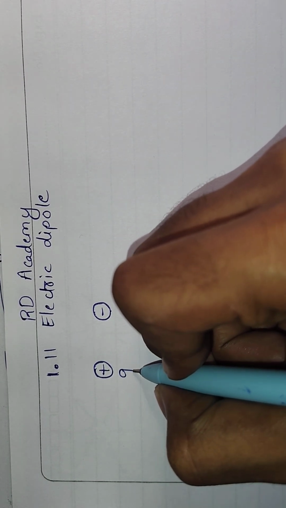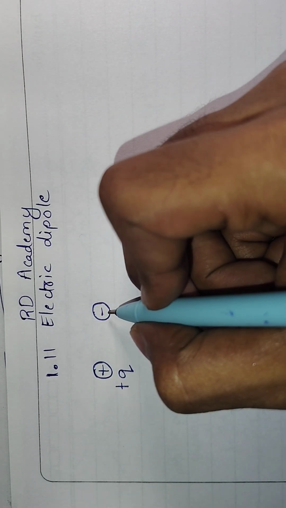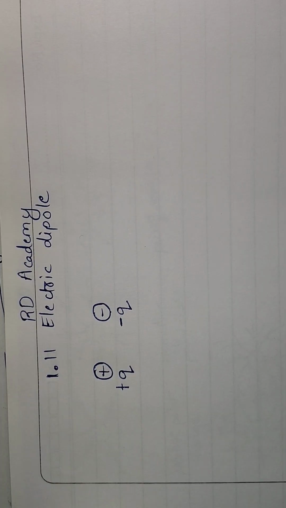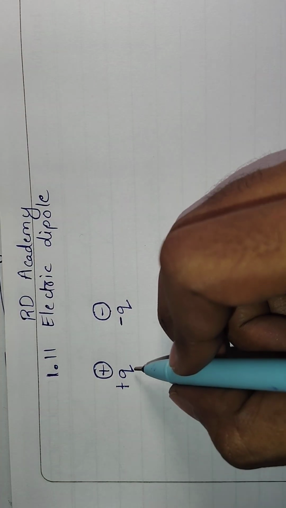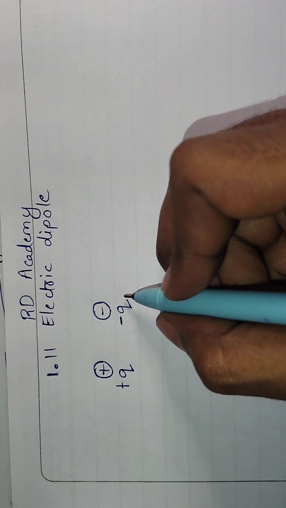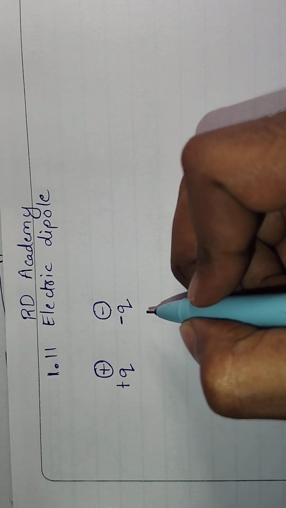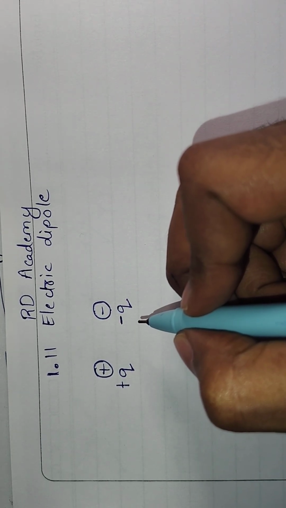If the magnitude of the positive charge is plus q, the magnitude of the negative charge must be the same, but the polarity should be reversed. So if this is plus 1 coulomb, it should be minus 1 coulomb. So this entire system is known as the electric dipole. I will tell the definition once.